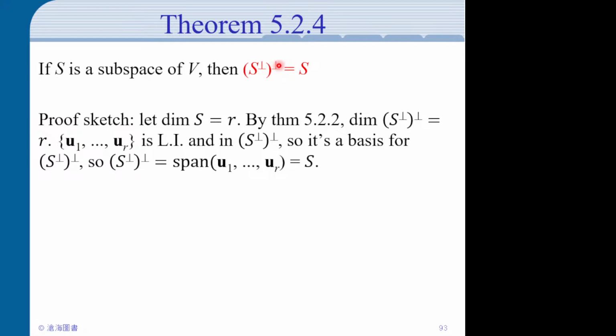Okay. So the dimension, that's right here. By the theorem before, let's say this thing is dimension n. Then the dimension of S complement will be n minus r, and then the dimension of S complement's complement will be n minus (n minus r), so it will be back to r.